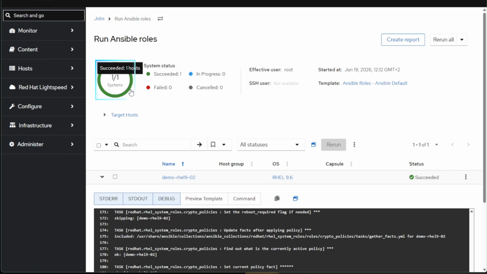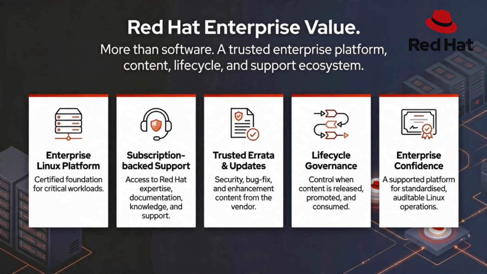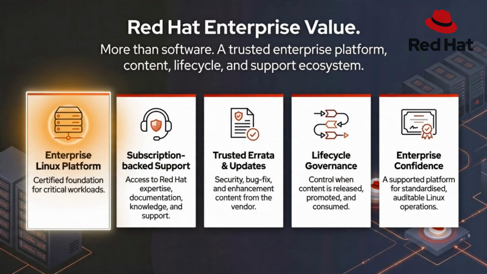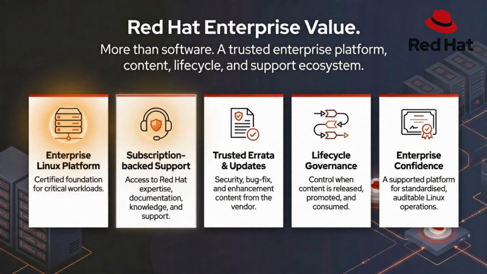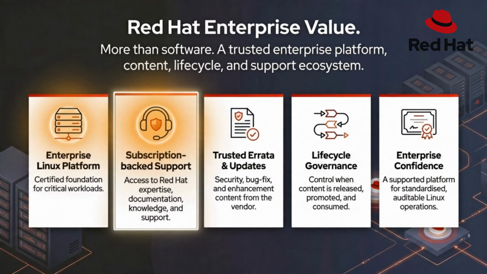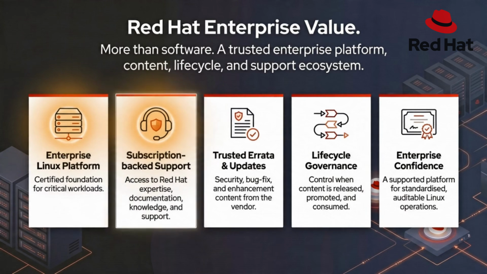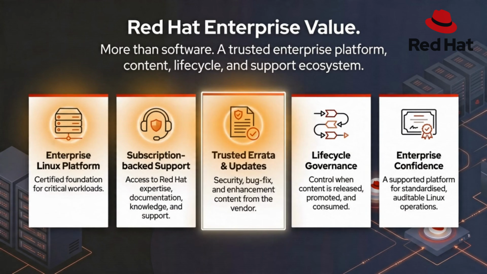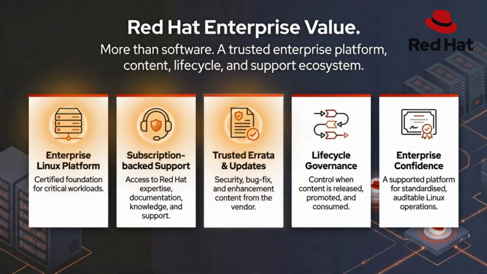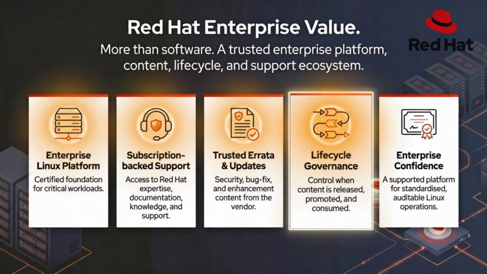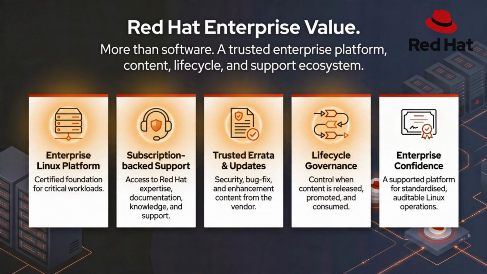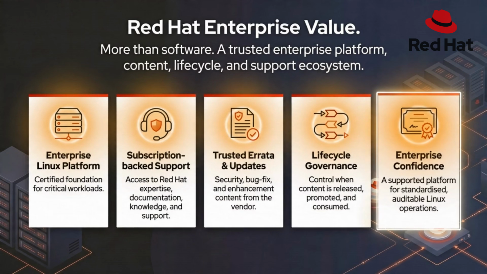This is where Red Hat value becomes clear. Red Hat has spent decades turning open source into something enterprise can trust, support, secure, and run at scale. That matters because nobody wants their production Linux strategy to depend on "it worked on my laptop." With Red Hat Enterprise Linux, you get a stable enterprise platform, trusted errata, lifecycle support, security focus, documentation, knowledge, and an ecosystem built for serious workloads. Then, Satellite builds on that foundation by adding control, governed content, lifecycle movement, remote execution, and evidence. So this is not just Linux. This is enterprise Linux with the platform, tooling, and support model behind it.